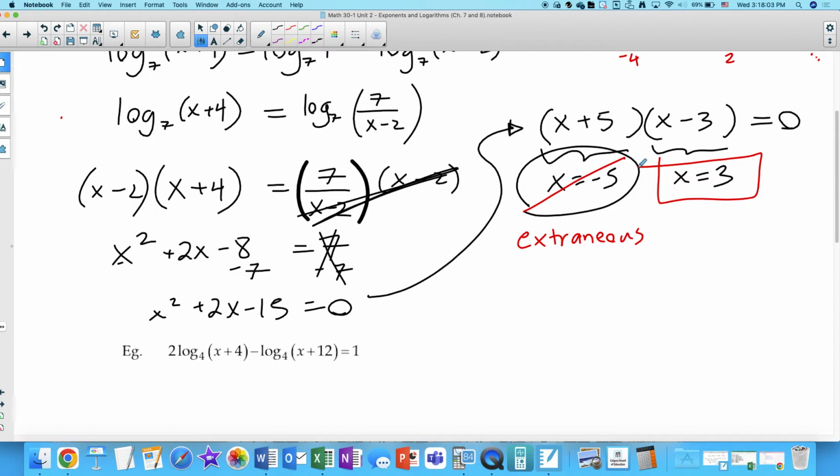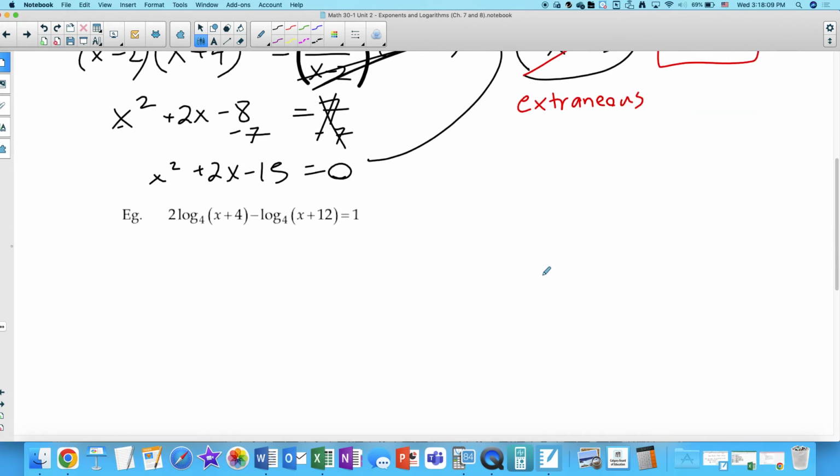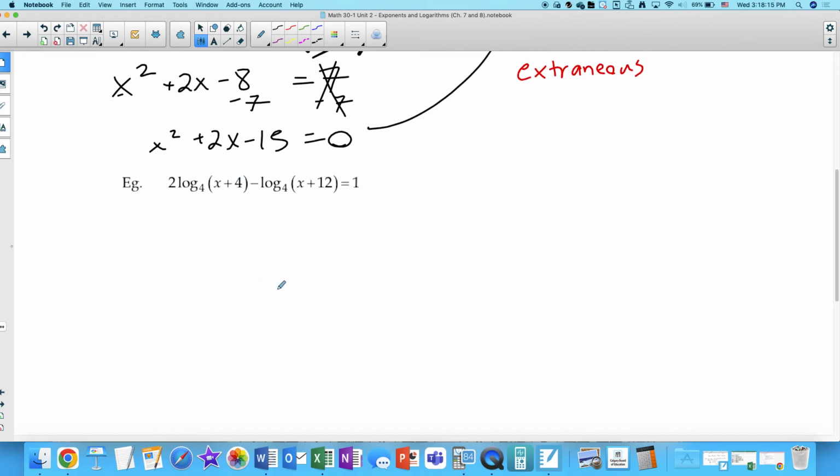All right, so I want to do this last question, and then we'll call it a day. Or we may even, I don't know, we'll see. We may not finish it, but let's see what we can do.